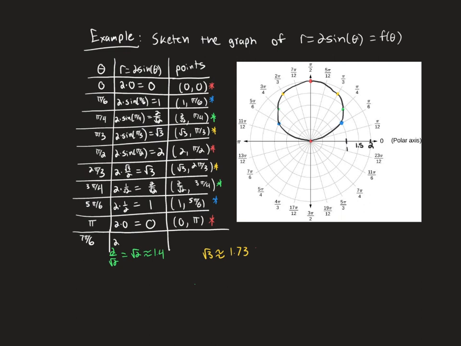So we would get 2 times, and then we'd actually get negative 1/2, because sine is negative when we're in the third quadrant. So it's going to be negative 1. And the point is going to be negative 1, 7 pi over 6. That is exactly the same as 1, pi over 6.